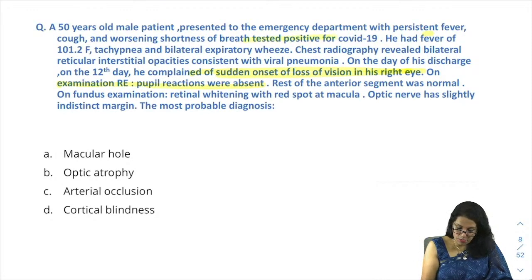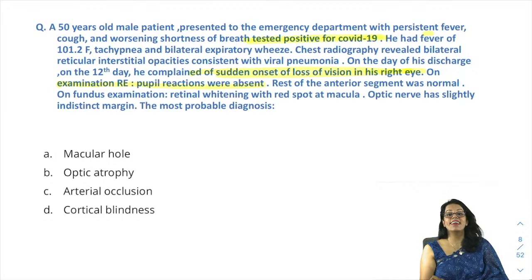He is a tested COVID positive patient. Quickly it should come to your mind. What are the features in COVID positive? What are the eye manifestations? What is the most common manifestation? Do you all remember? Most common is mainly follicular conjunctivitis. Apart from that, which is the serious one? What can it cause in the eye? That is your CRAO, central retinal artery occlusion.